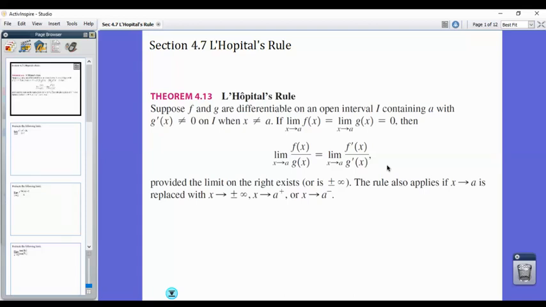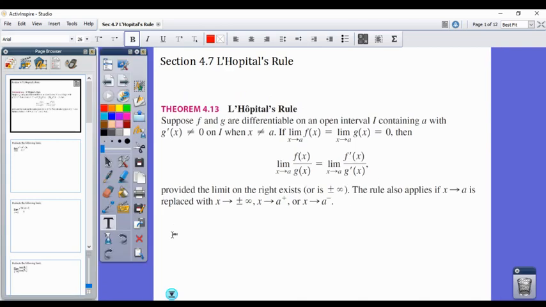Okay, so the last section that is going to be on our chapter 4 test is section 4.7, and it's L'Hopital's rule. So what this theorem is essentially saying is we're going to have some ratio, and when we're taking the limit of that ratio, we're going to end up with an indeterminate form. Okay, and so what an indeterminate form is, it is when you get either 0 over 0 or infinity over infinity.